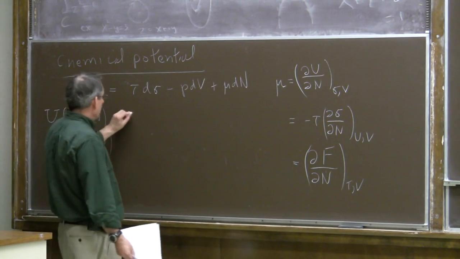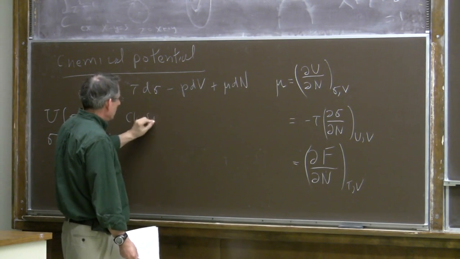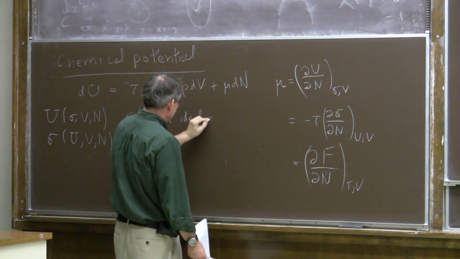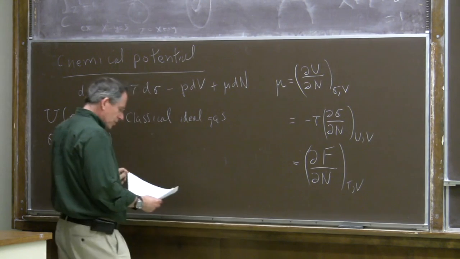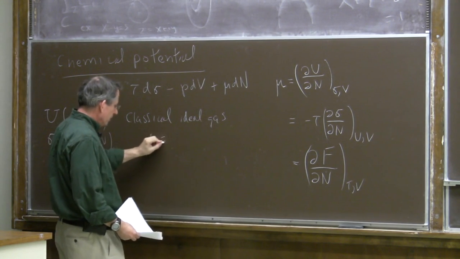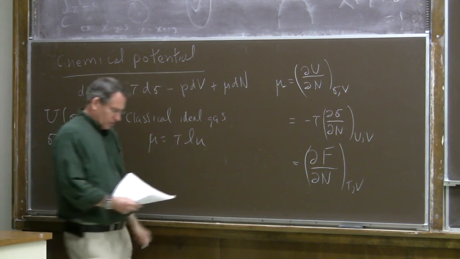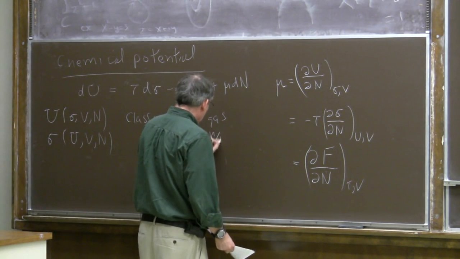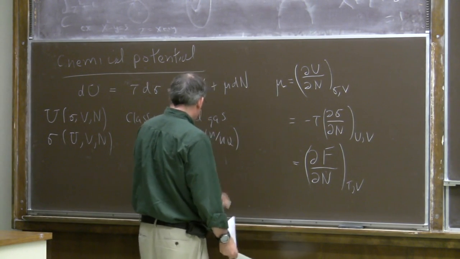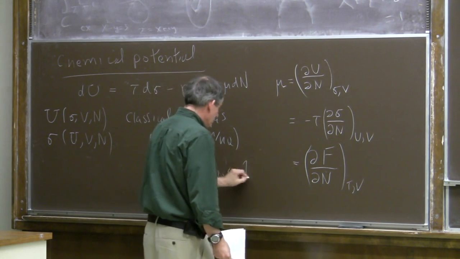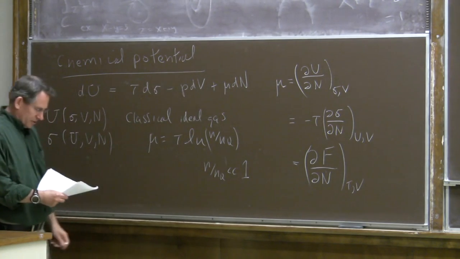In the case of the classical ideal gas, the low-density ideal gas, we saw the chemical potential can be written as tau times the natural logarithm of concentration divided by quantum concentration. That's in the regime where concentration is small compared to quantum concentration.